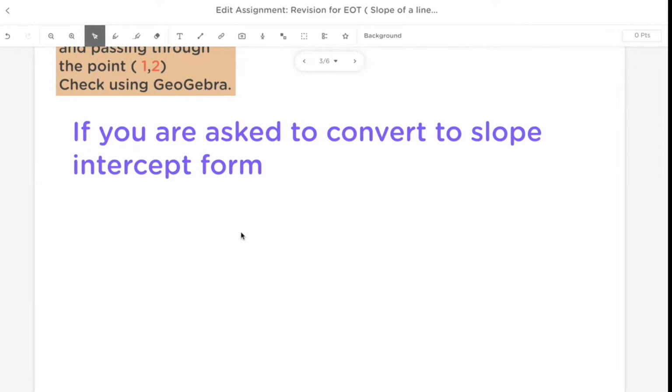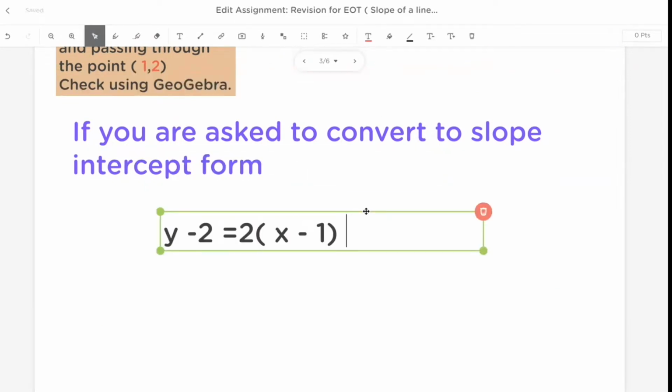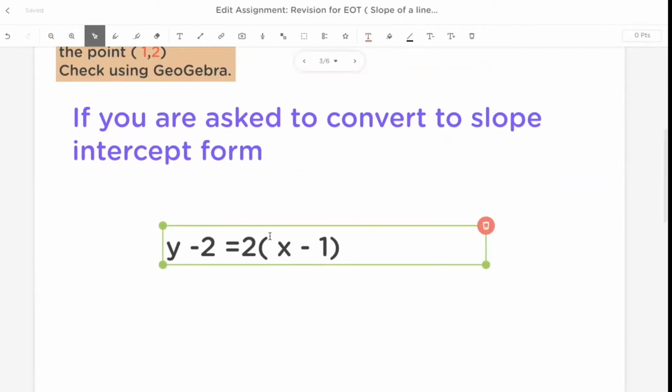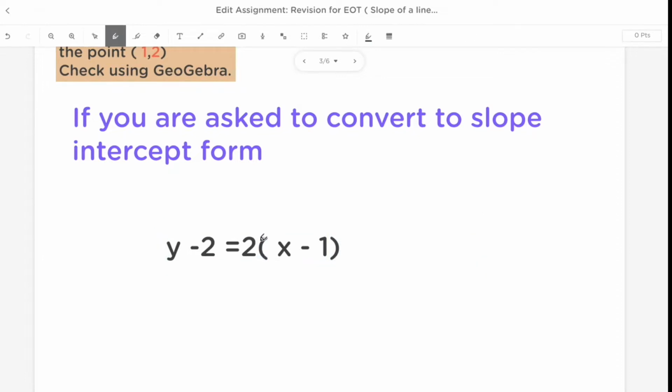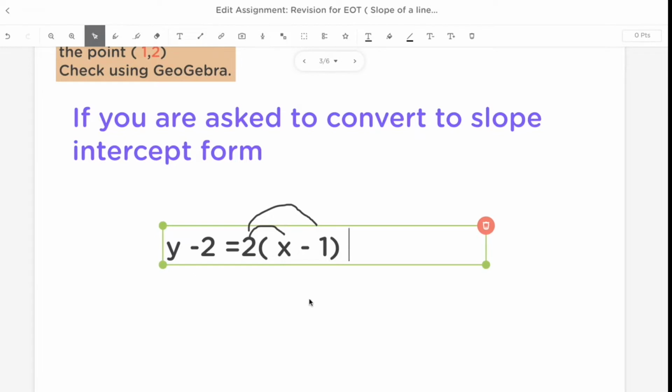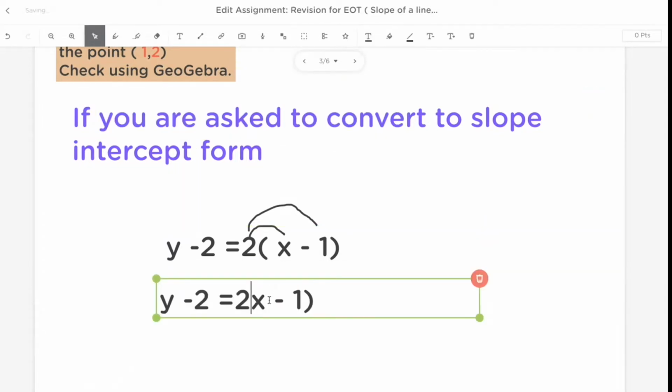All right. Just simplify it. What do you mean by simplify? We don't need to see bracket. You see this bracket? We don't need to see it. So we need to multiply the 2 over to the bracket and expand. 2 times x, 2 times -1. Okay, so what do we get when we expand? Who can tell me? 2x minus 2.